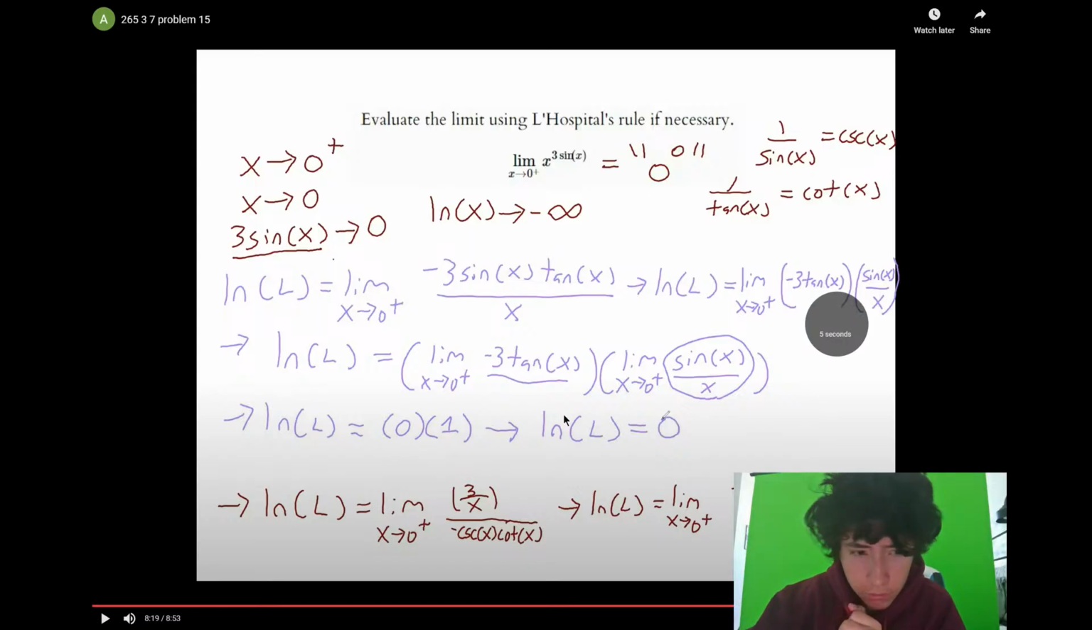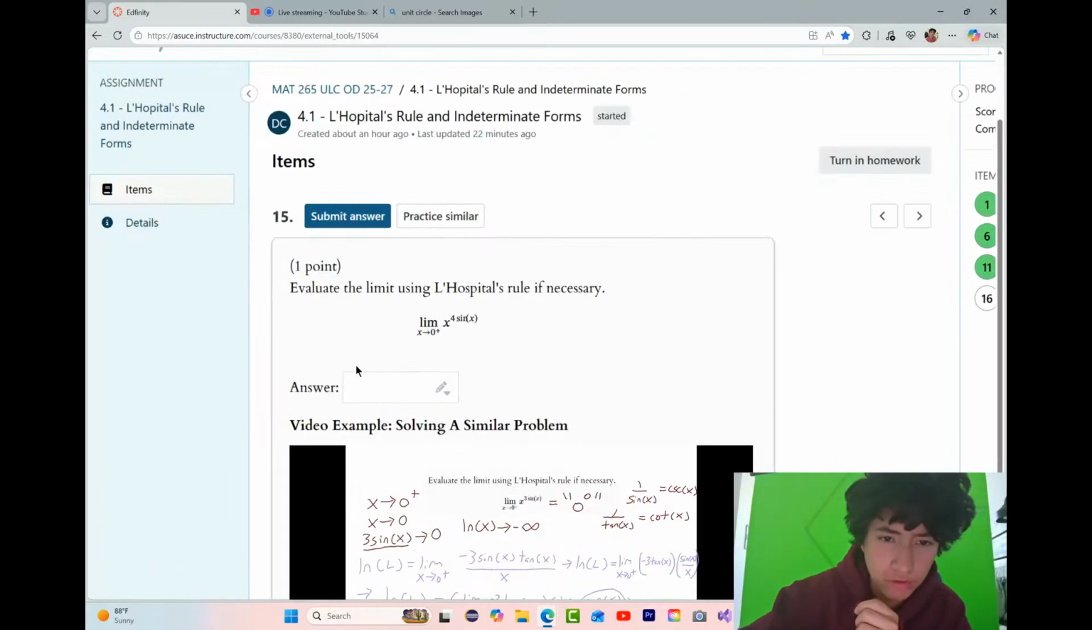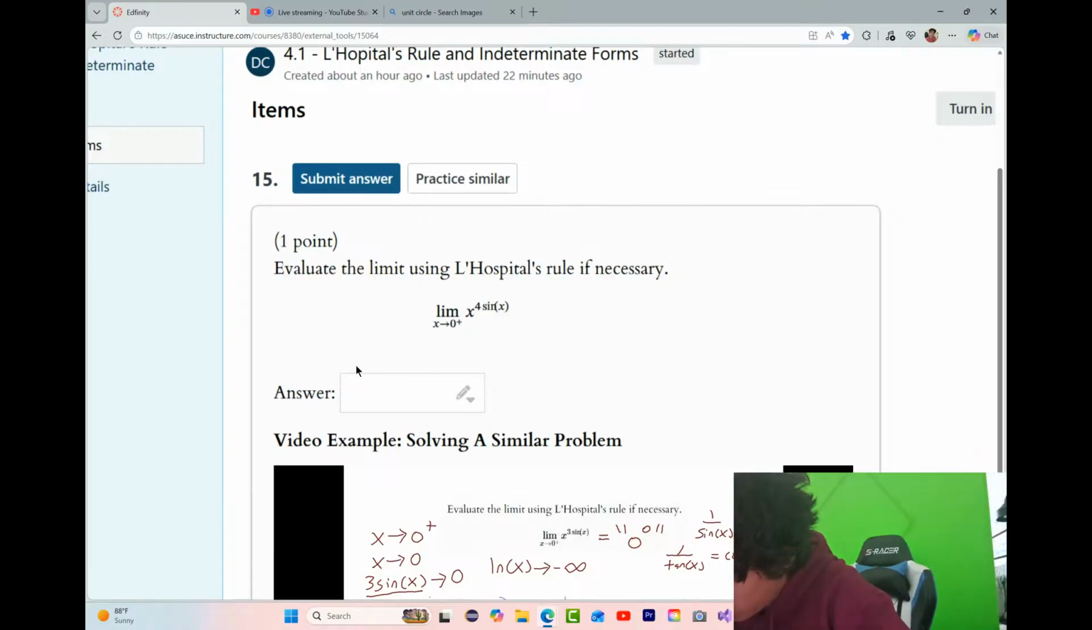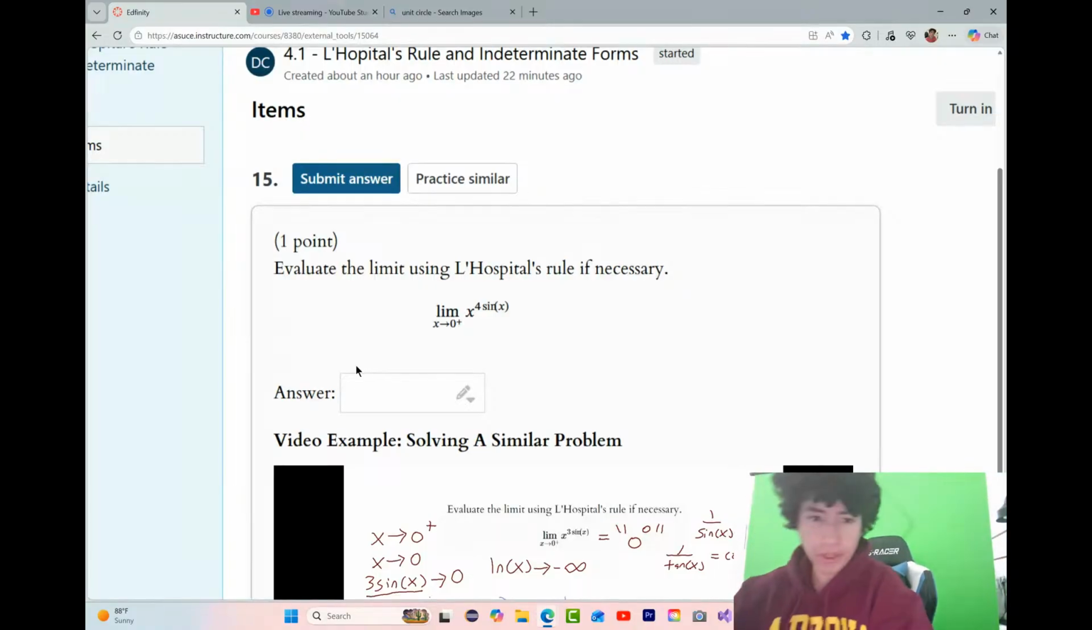Oh, that's going to be 0. Yes, e to the power of 0. That's what we get. So we get e to the power of 0, and that's going to be 1, right?